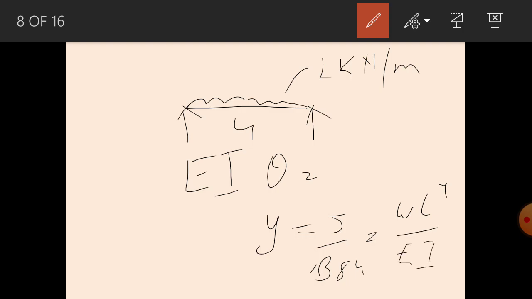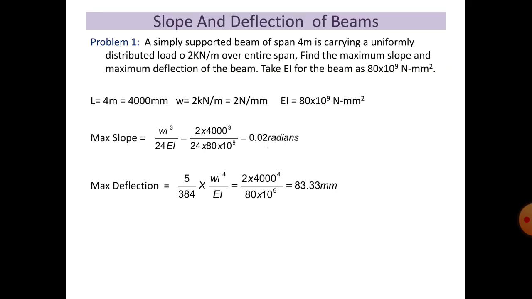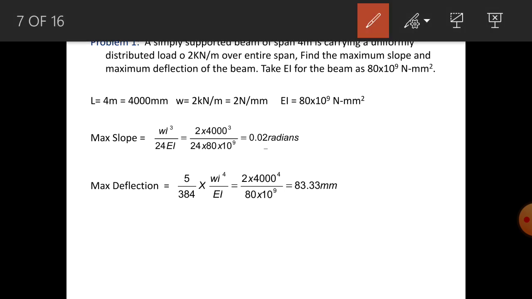This is the formula. And what is it for theta? It is WL cube by 24 EI, right? So you have to just substitute the values and remember this. Here the important thing in this formula is not the calculations but the units.